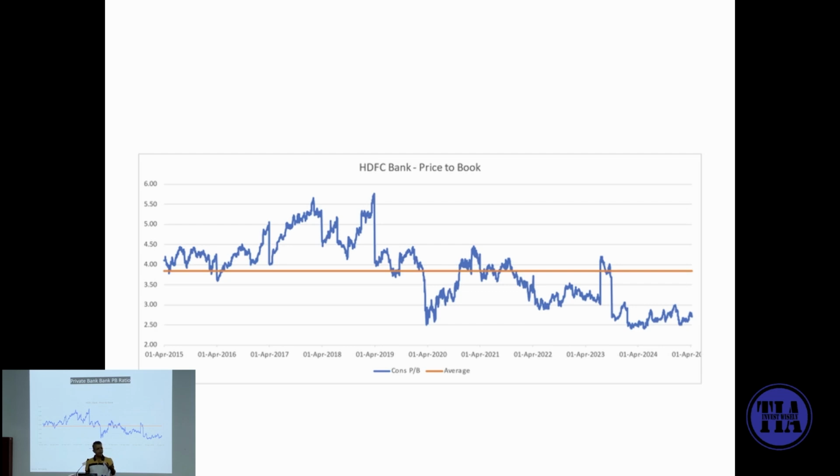So I'll just touch upon PB, we know, right? All the banks are valued on PB. So this is an HDFC Bank example. It used to trade at 4. Today it's trading at 2, 2.5. Obviously, it doesn't mean it's going to go to 4. But someone says the market is completely expensive. I don't think so. There are some companies trading at much cheaper levels than in the past.